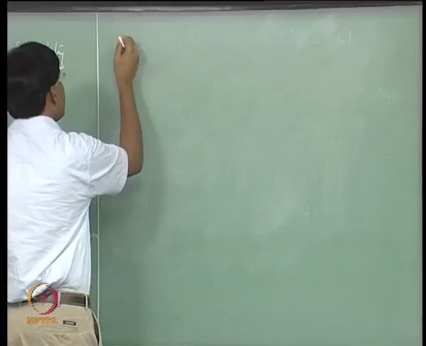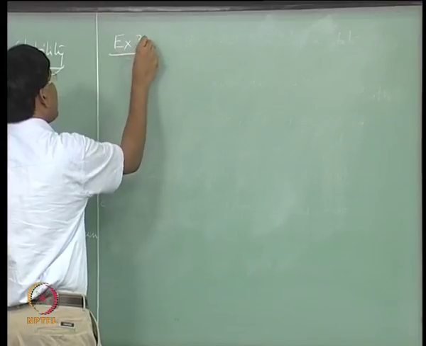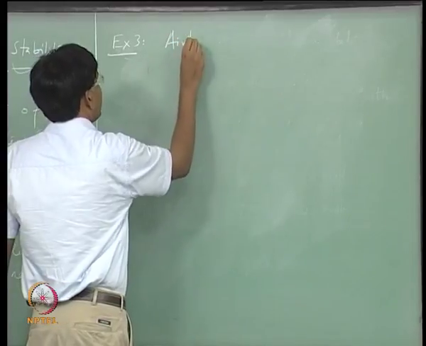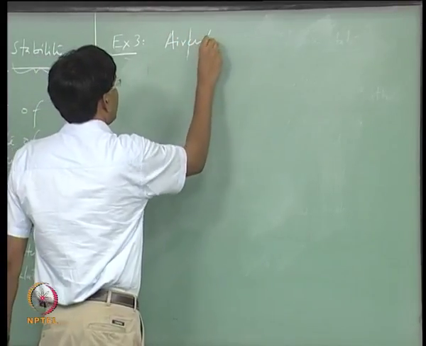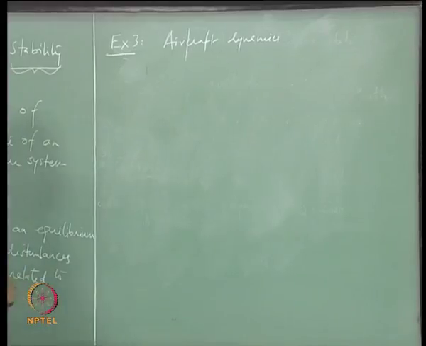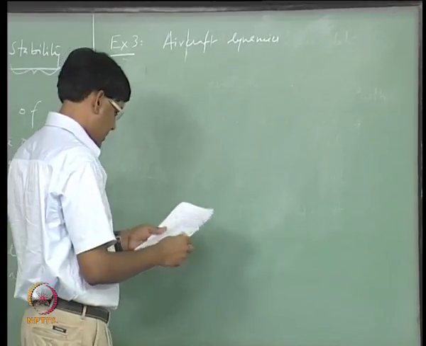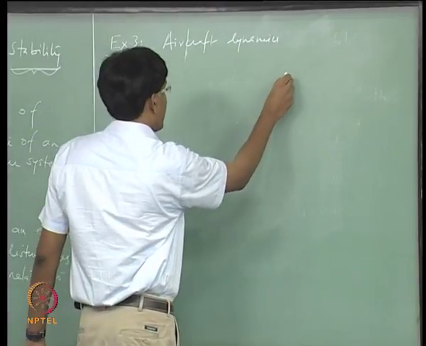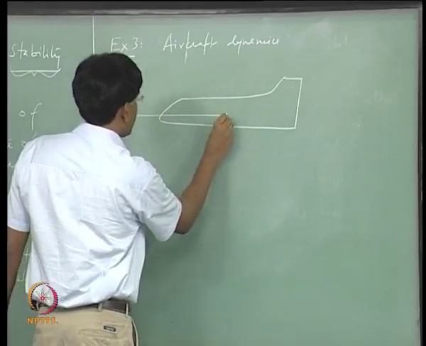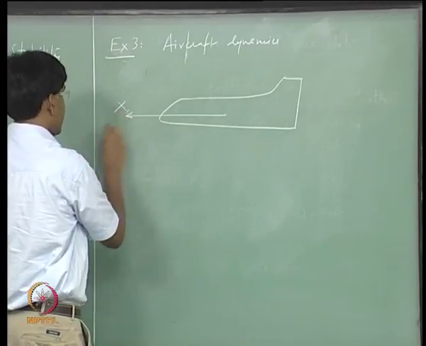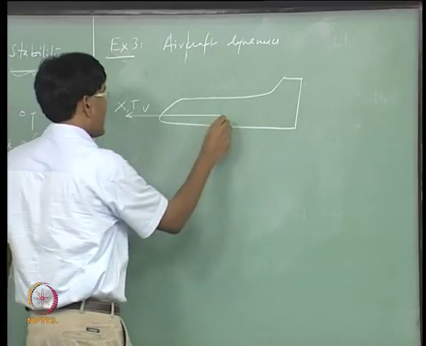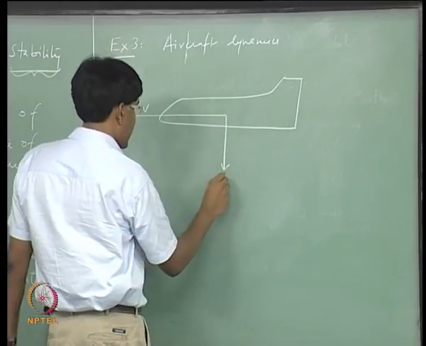Now, this example 3 is from aircraft dynamics. So, here we are looking at this aircraft which is flying level, having only velocity component in this x direction.